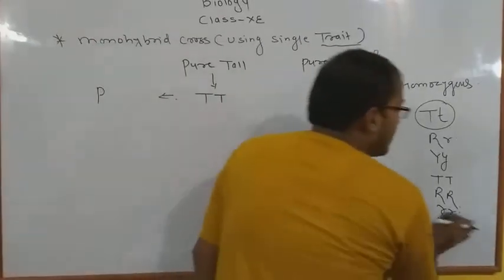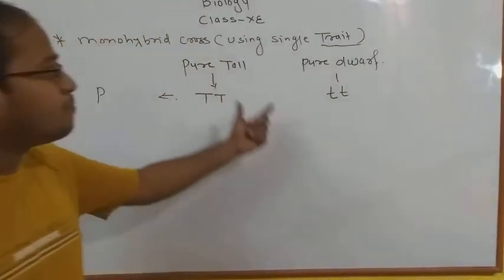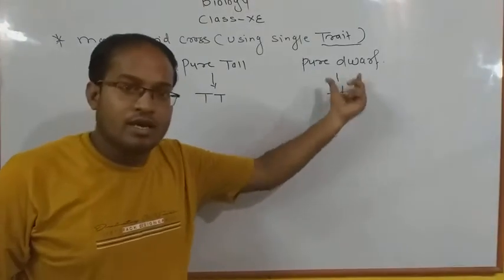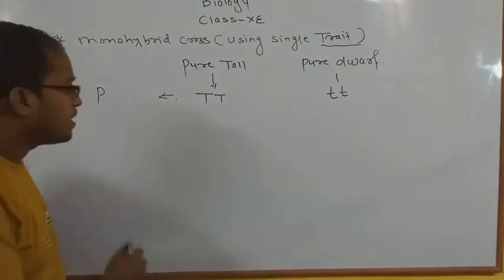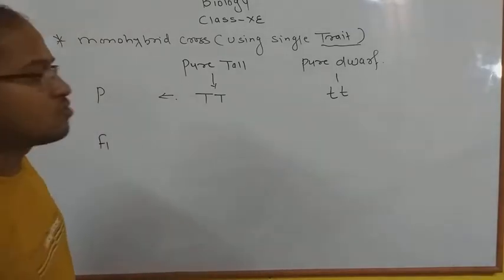So Mendel did the first experiment in monohybrid cross by taking a pure tall and a pure dwarf. So he did the experiment of F1 generation. In the F1 generation he observed the offspring. So what was the result?